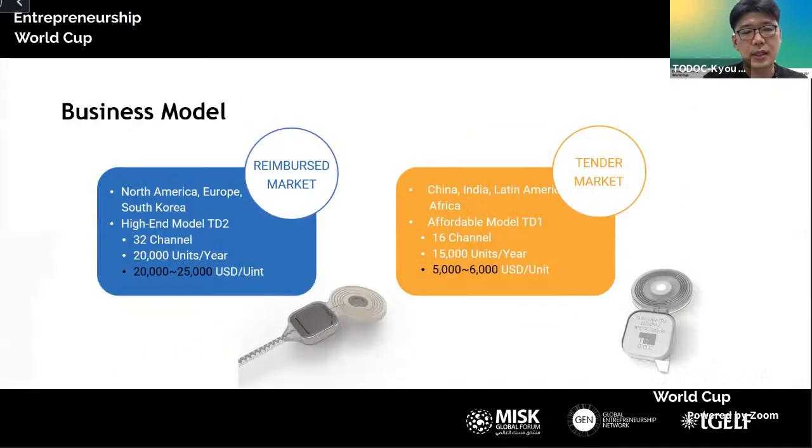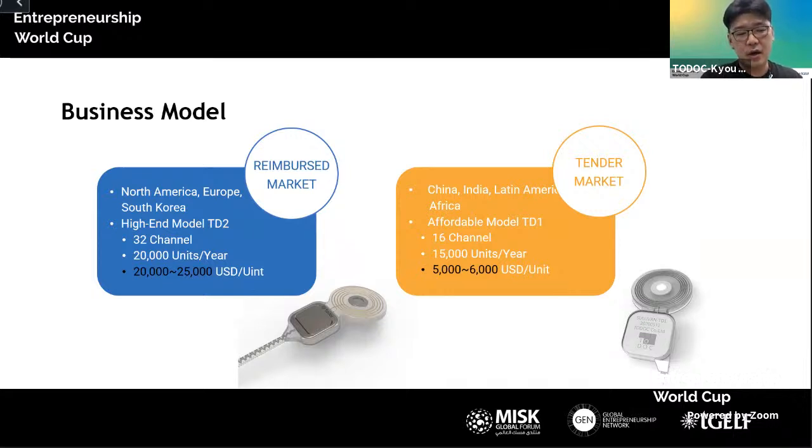Actually, the current market is biased to the developed countries because of the costs, and most of the market has very good government insurance. But in some markets in developing countries there is no government insurance, and most of them distribute the cochlear implant to poor people in the form of tender. The current cochlear implant companies supply their cochlear implants to the tender market in the form of donation, so they cannot get very good revenue there, but our technology enables us to make the cochlear implant much cheaper than our competitors.